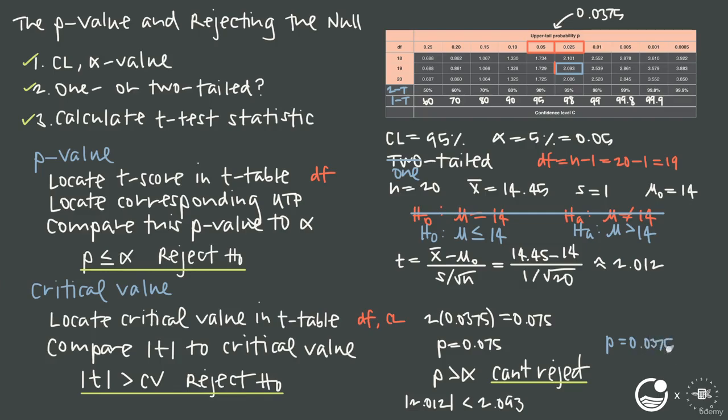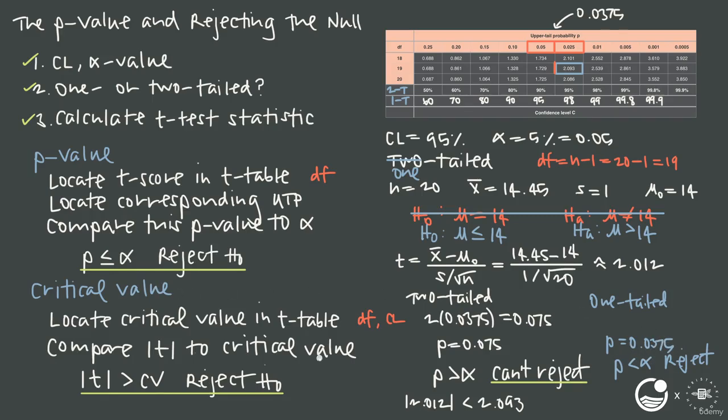So this time we get p equals 0.0375. We compare that to our alpha value of 5% or 0.05. And we see here, in this case, that p is less than alpha. Based on that finding, we reject the null hypothesis. So this here is the two-tailed scenario, and this is the one-tailed scenario. In the one-tailed scenario, based on the p-value approach, we're able to reject the null.